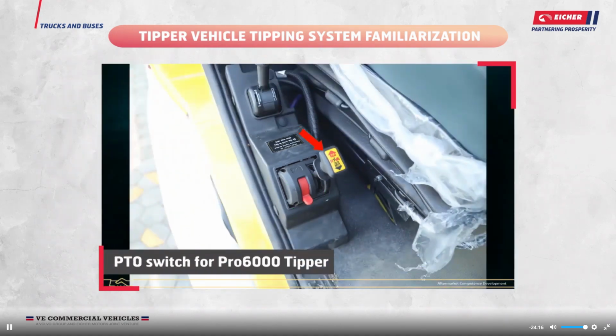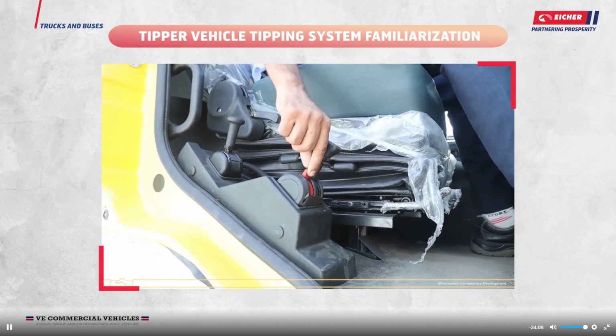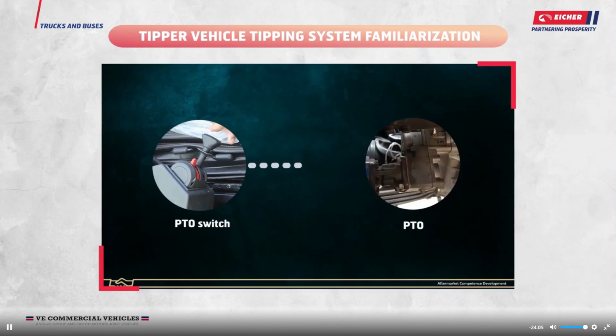In the Pro 6000 tipper vehicle, the PTO switch is provided with a lever. This is pneumatically operated. When the switch is on, air will be directly supplied to the PTO for engaging.